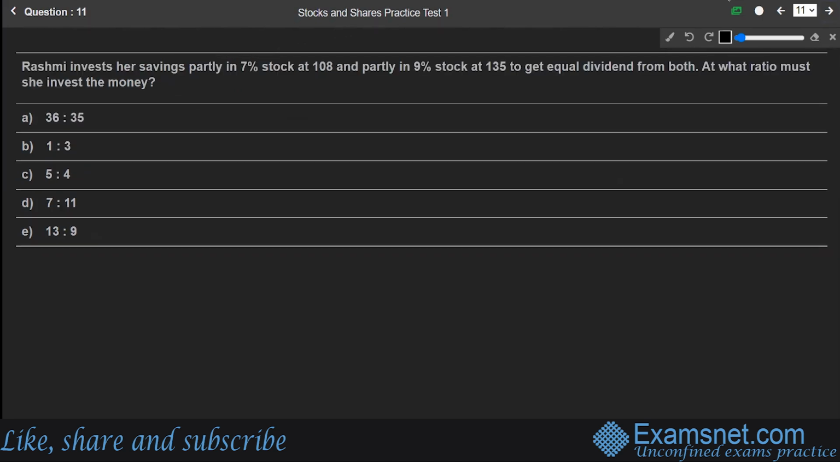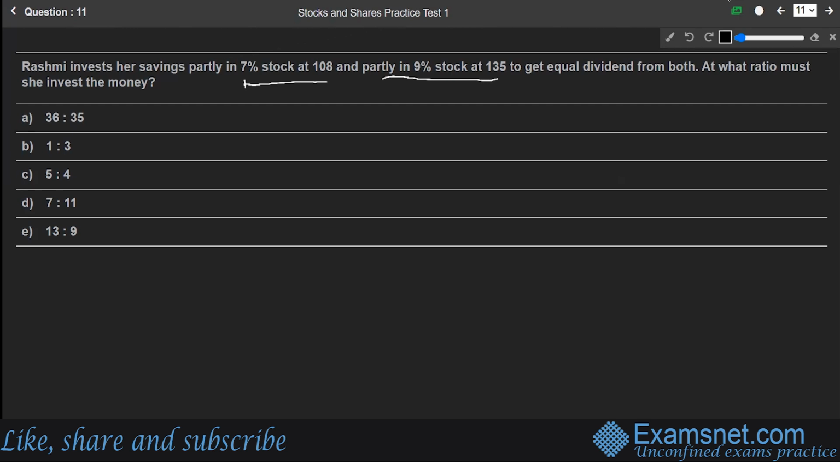Now, Rashmi invests her savings partly in 7% stock at 108 and partly in 9% stock at 135. So she has split her investment into two different parts. The first part is 7% at 108. They are not telling the number of shares she bought. So for the first case, the number of shares is not given, and 9% stock at 135.